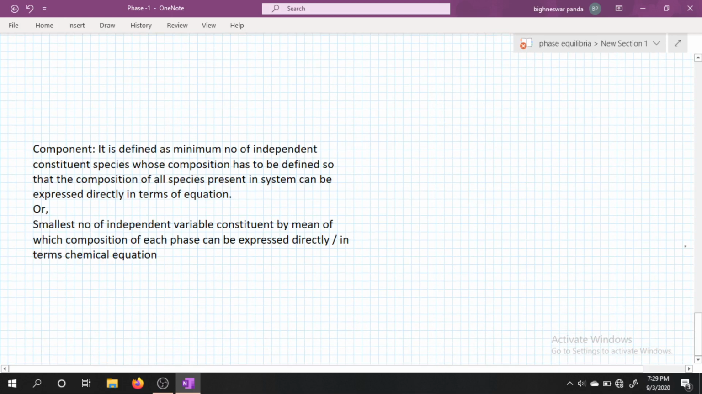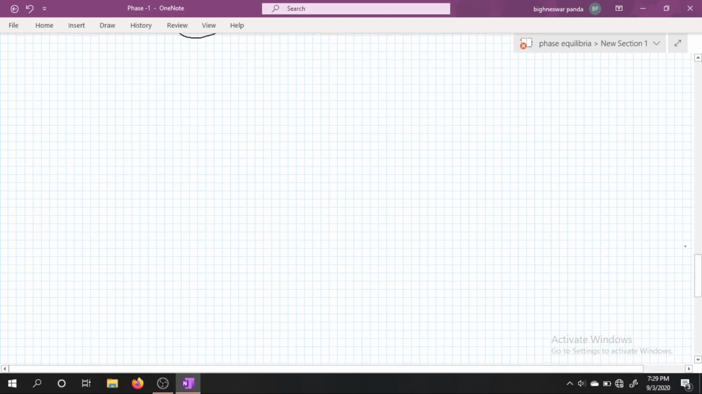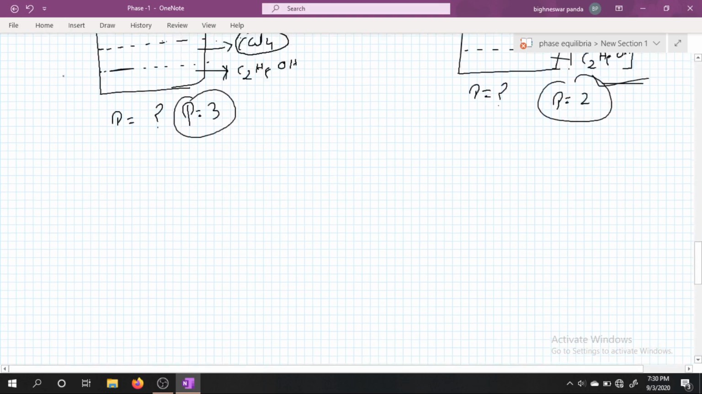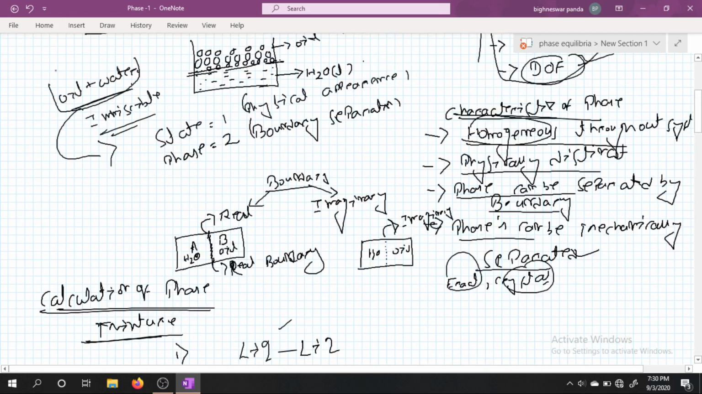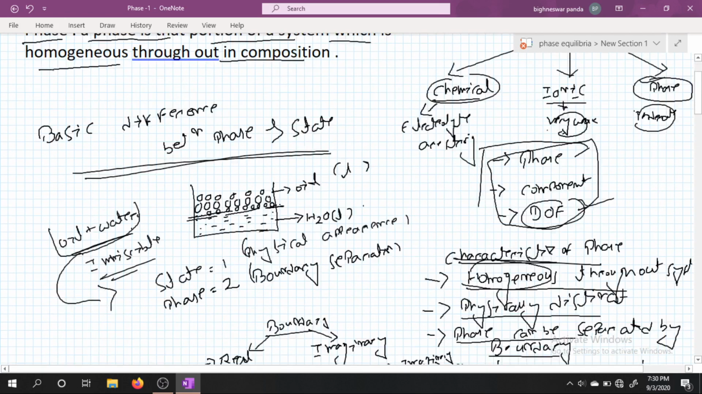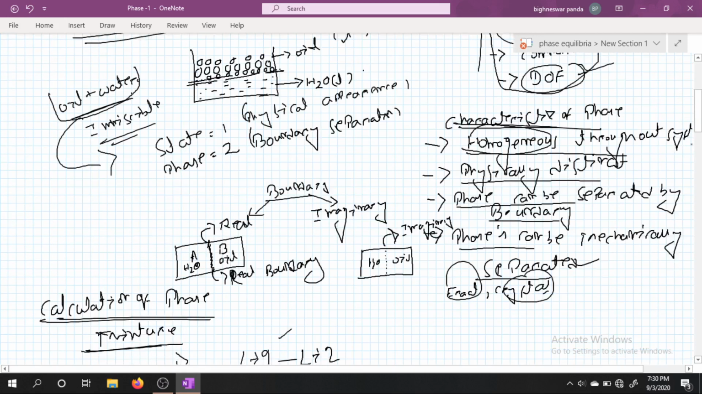Next, come to another part, the important part. So we have completed this page. Now come to the important part, component.